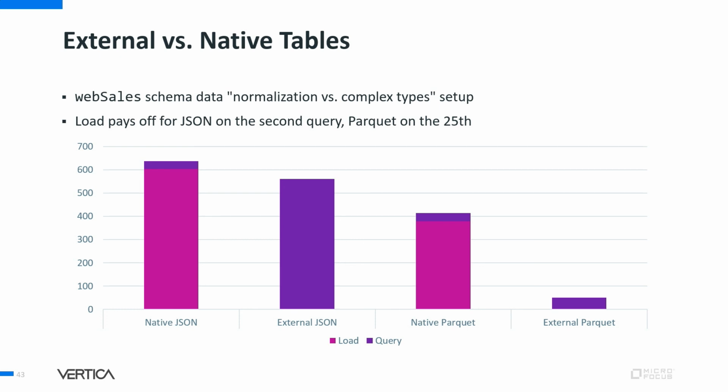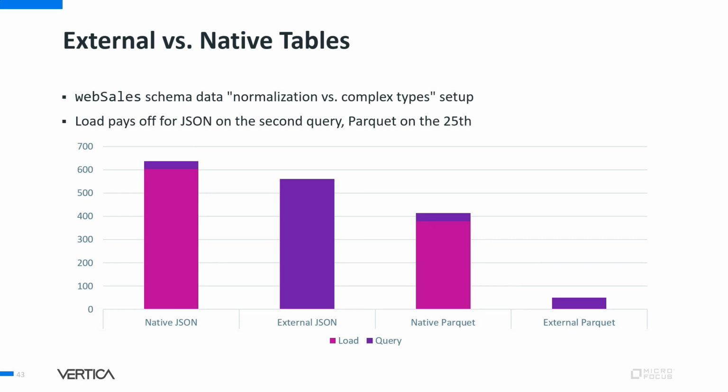There is one lingering question. Should you use an external table or a native table? That depends a lot on your data format and your workload. We took the data from the web sales schema in the previous benchmark and compared its performance in external versus native tables. This figure stacks up the total end-to-end latency of creating the table, loading the data, and then running our benchmark query one time.